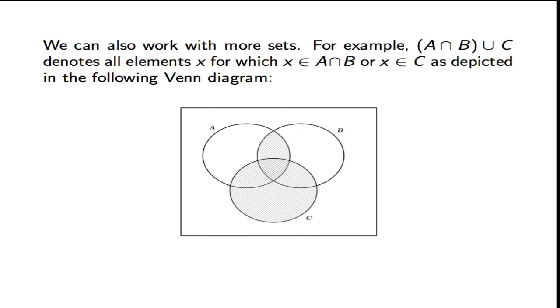And of course we can also work with more sets. For example, the intersection of A with B and then taking the union with C denotes all elements x for which x belongs to both A and B, or x belongs to C, and it's depicted in the following diagram. Either it belongs to C, or it belongs to A and B, and of course, if it belongs to A, B, and C, this is also allowed.